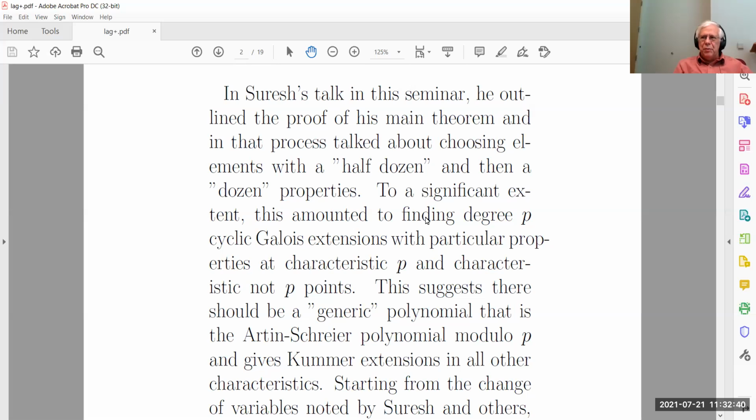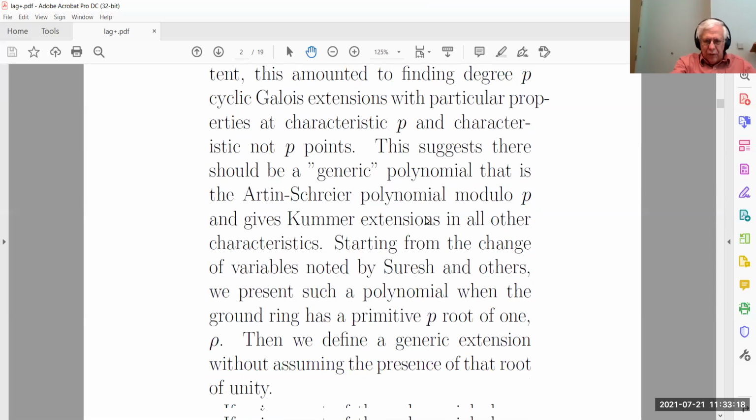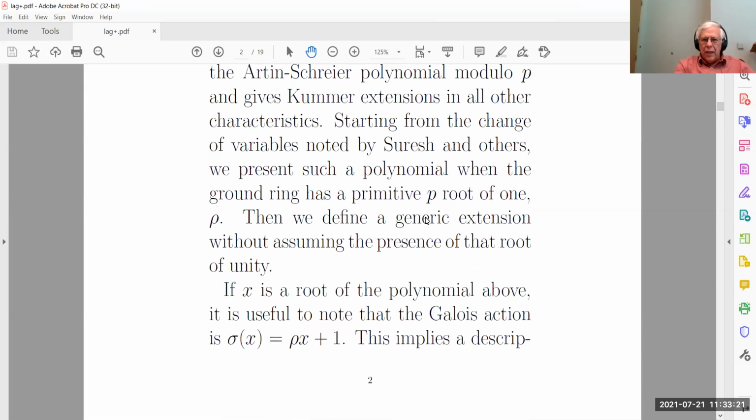And what it seemed to me when I read the paper, this is not work I did since May, I've known about this work for some time, was that what he was really doing was using, without writing down, a sort of generic Galois extension for cyclic Galois extensions of degree P, but which was characteristic free. It was mixed characteristic. Characteristic P, characteristic 0, and other non-P characteristics, but finite. And so I thought about that, and I tried to figure out basically what he was doing. And that's what this talk is about.